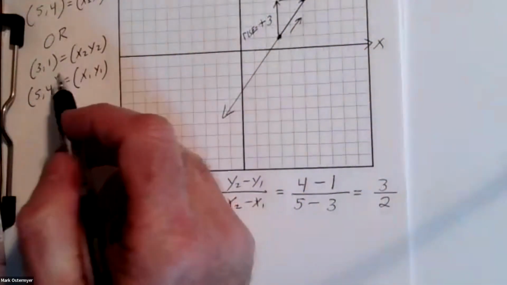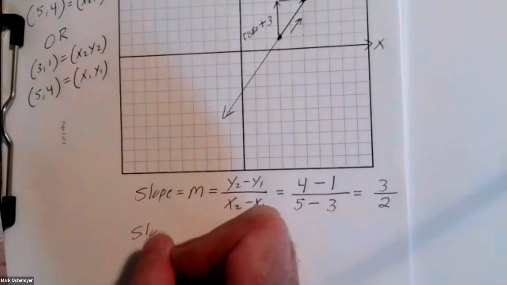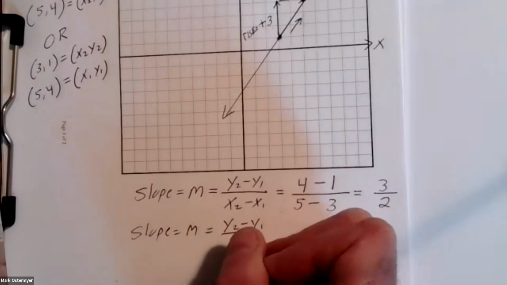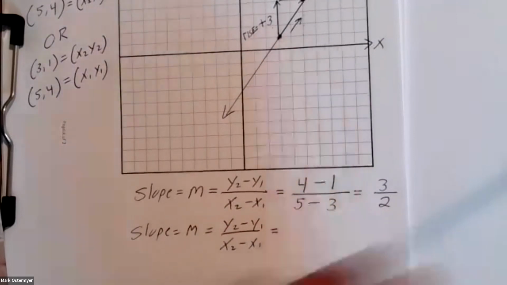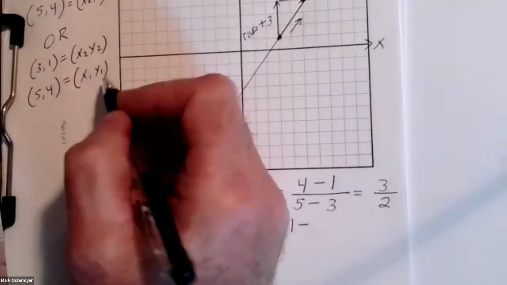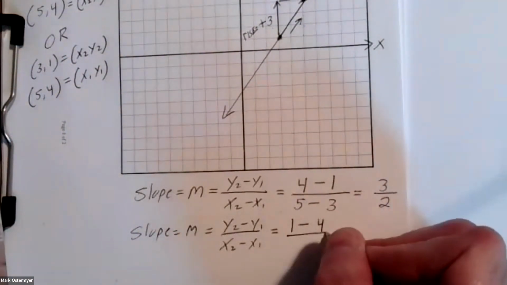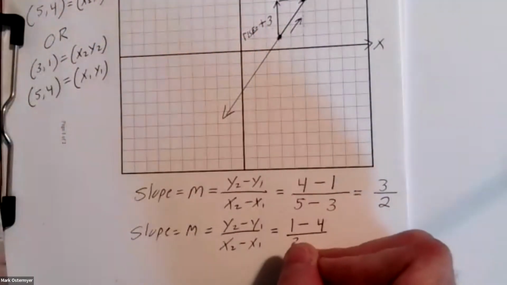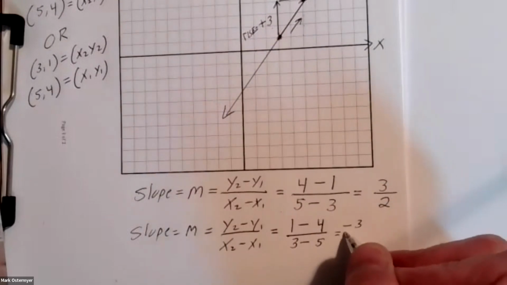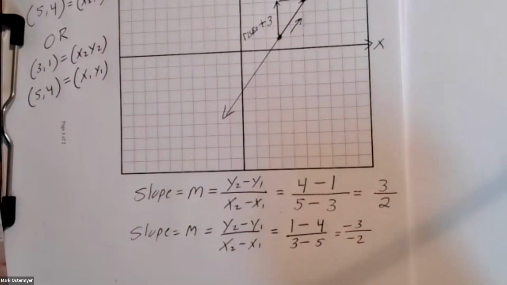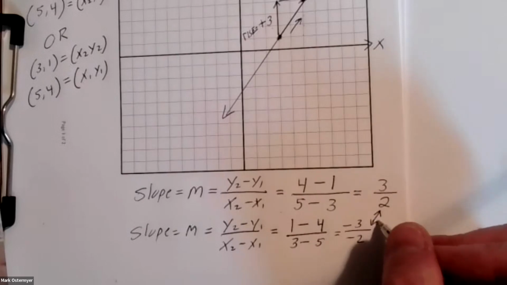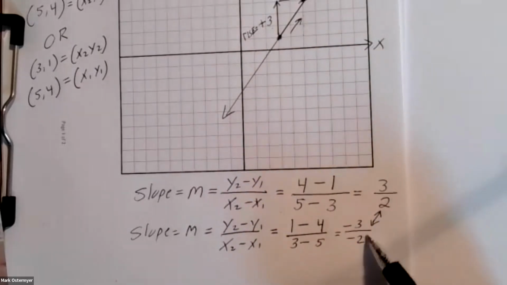So suppose that I labeled my points this way. Now what would be the slope of the line here? Well, it's going to be y2 minus y1 over x2 minus x1. So y2 is going to be 1, subtract y1 is going to be 4, x2 is going to be 3, x1 is going to be 5. So we would get a slope of -3 over -2. But ladies and gentlemen, I hope you realize that -3 over -2 is the same thing as +3 over +2. These are equivalent to each other.